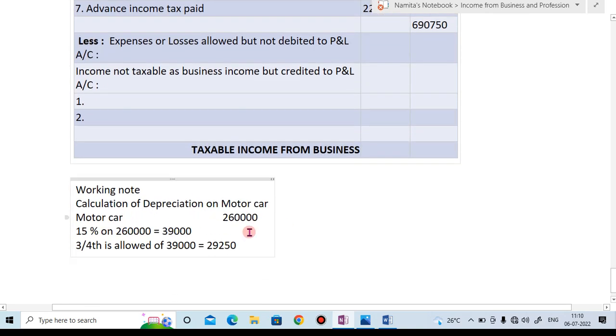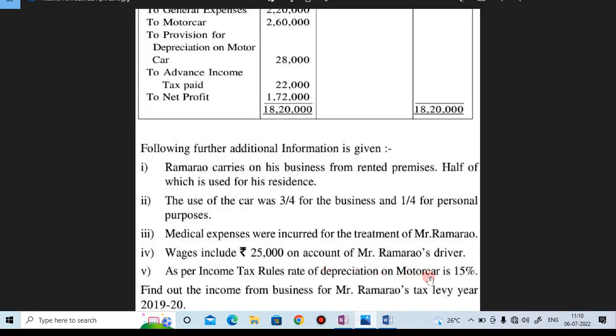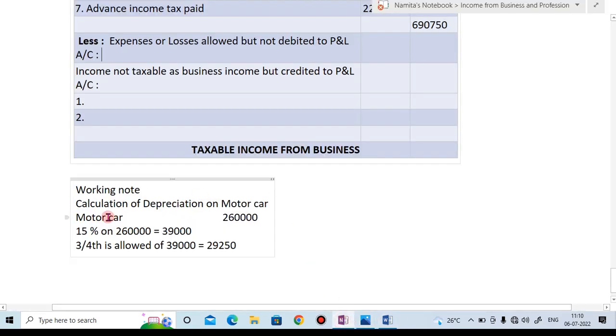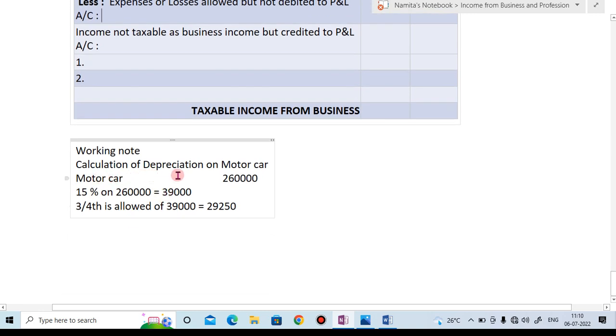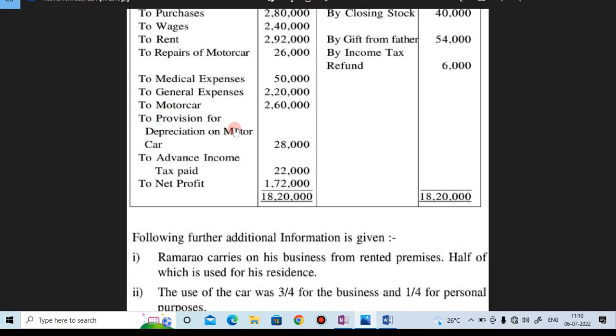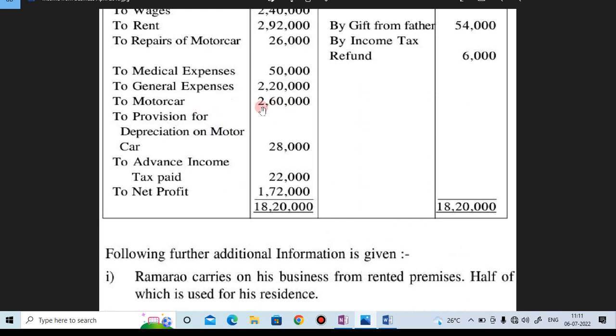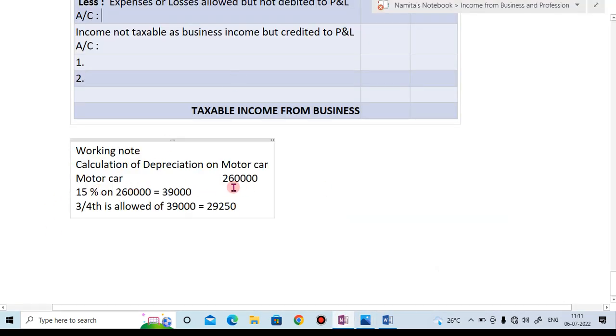Now depreciation is given on what? Motor car. How much? 15%. So in the working note you will write the calculation of depreciation on motor car. What is the value of the motor car? The value of the motor car is 2,60,000. On this 2,60,000 we have to find 15% depreciation. So 15% of 2,60,000 is how much? 39,000.